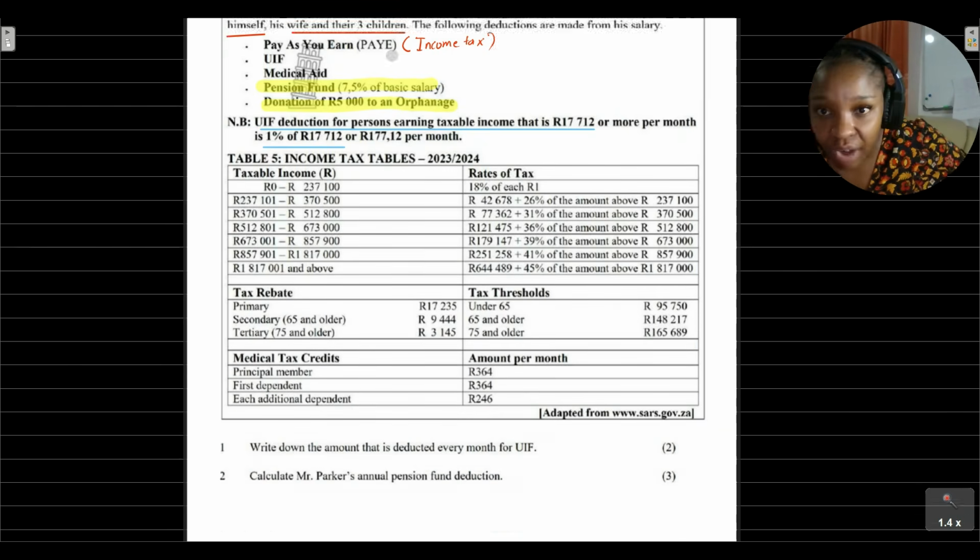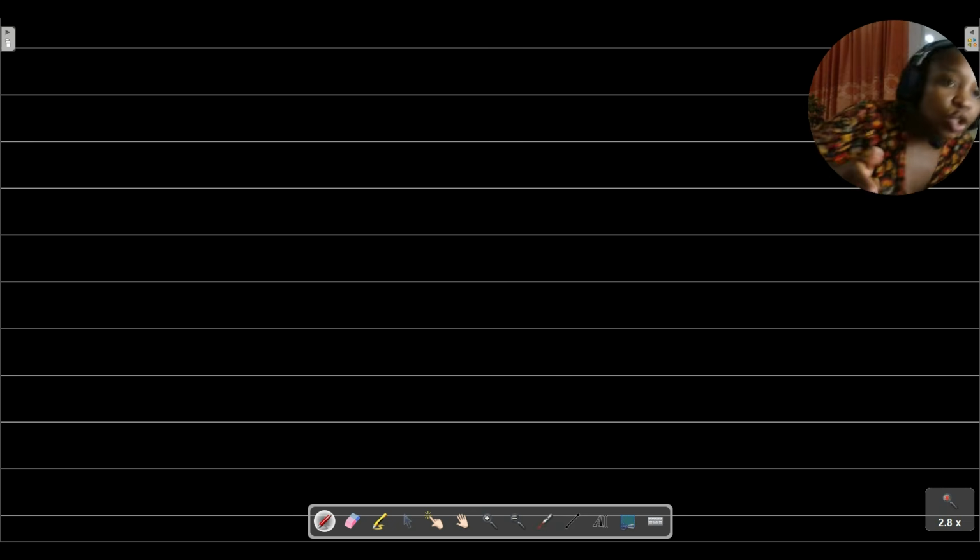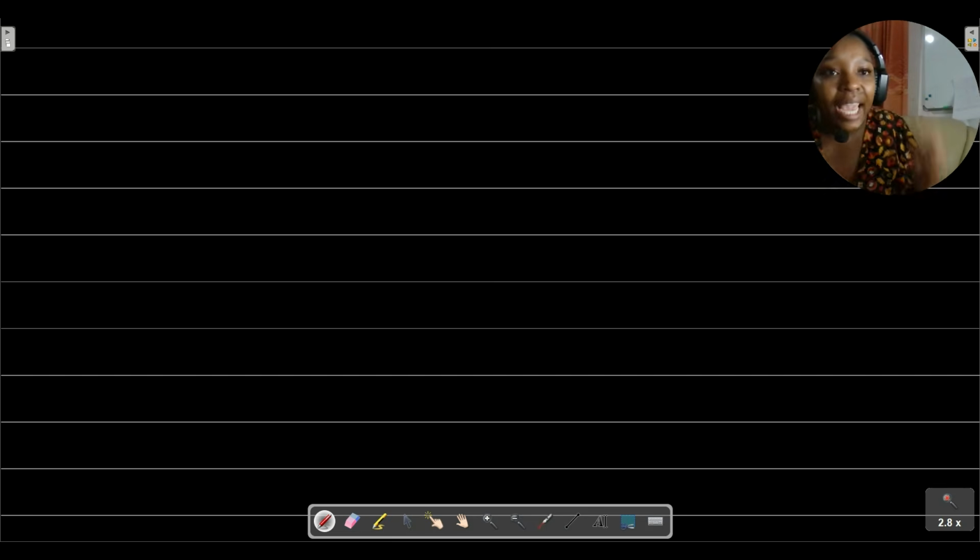So let me write that. In situations like this, where a person is donating to an orphanage, or a person pays for pension fund contributions, we need to remember that donations and pension fund contributions are non-taxable.